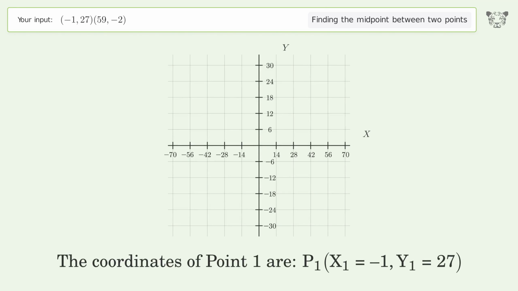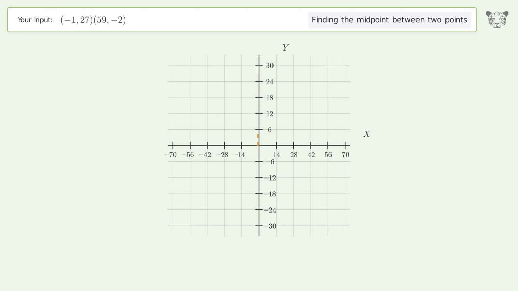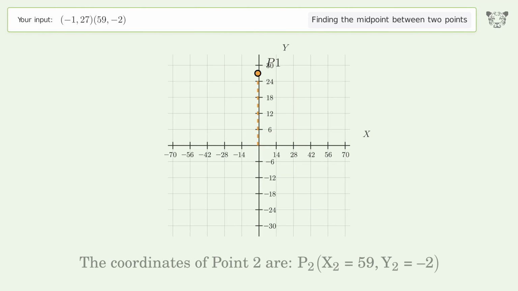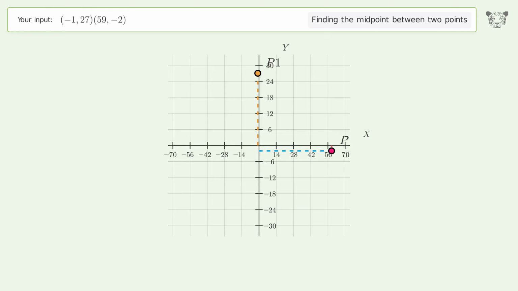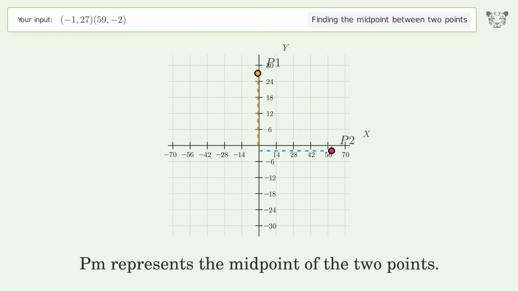The coordinates of point 1 are x1 equals -1, y1 equals 27. The coordinates of point 2 are x2 equals 59, y2 equals -2. PM represents the midpoint of the 2 points.